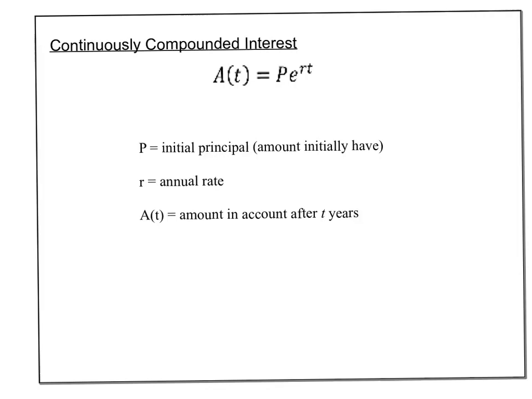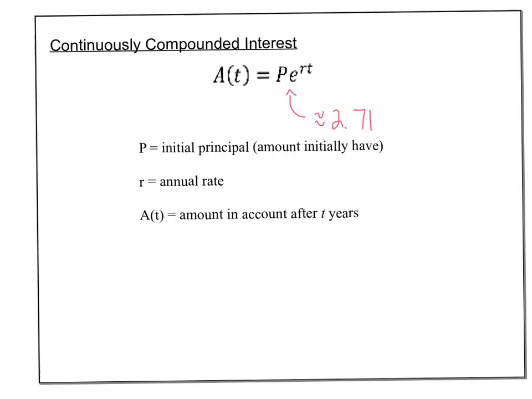The last exponential growth or decay function that we're going to look at is when the quantity is compounded continuously. So if you have continuously compounded interest, this is the formula you're going to use. It's P, which is your initial principal, the initial amount. E, that's a number. E is about equal to 2.71.